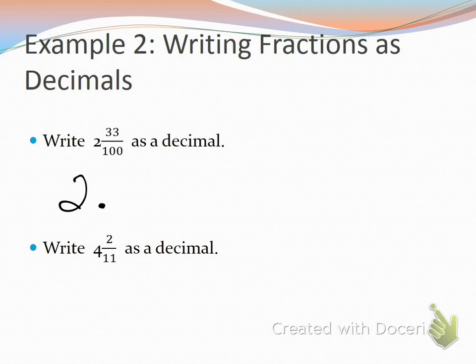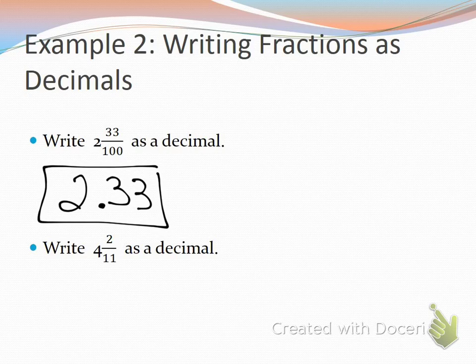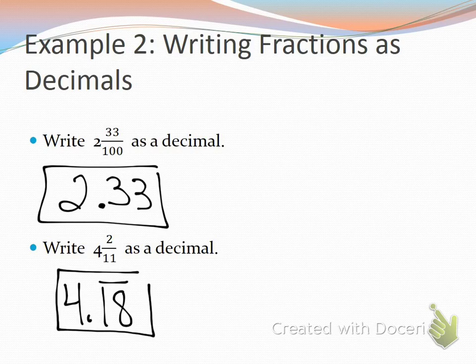All right, 33 over 100 as a decimal is 2.33. Okay, so the 2 was already there because that was my whole number. I want you to try 4 and 2/11 as a decimal. Going to be 4.18. And now which numbers are repeating? The 1 and the 8. So repeating sign goes above it. Okay, and we'll box it in.